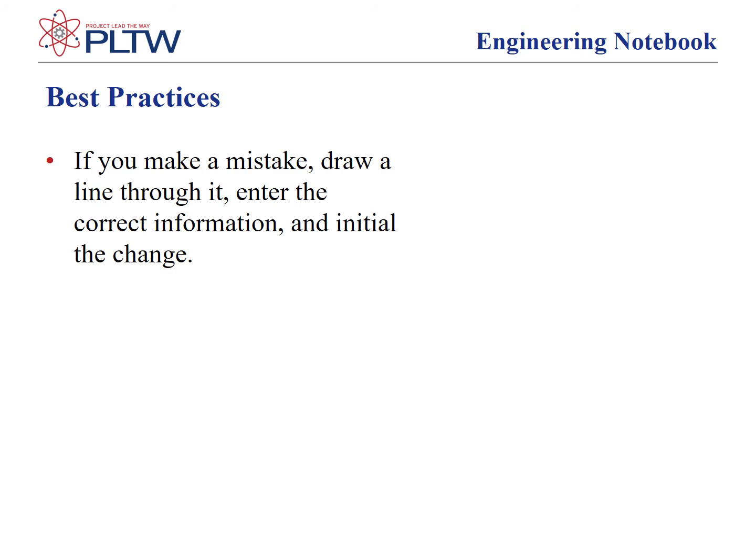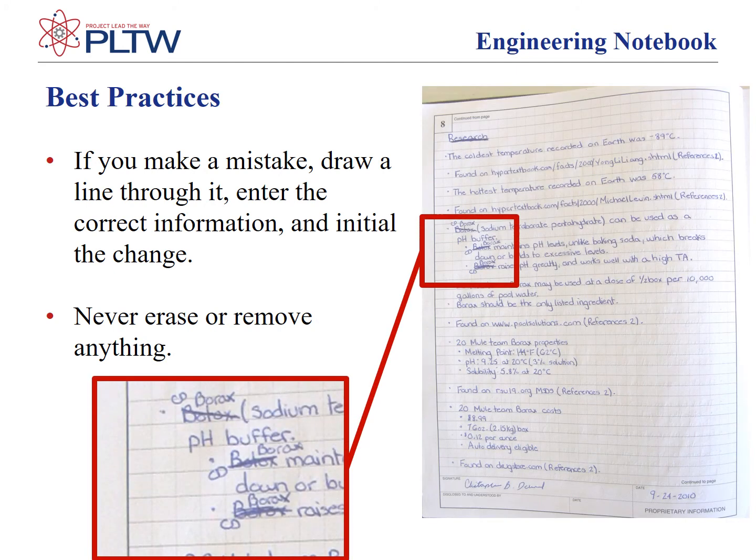If you make a mistake, you need to draw a line through it and enter the correct information and then initial the change. Some people even add a date of when that change was made. You never erase or remove anything, and you see some examples of that there. Again, they put their initials and the correction, but they did not put a date. I would recommend you put a date just because it shows when that change was made.